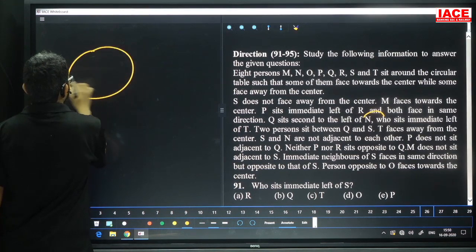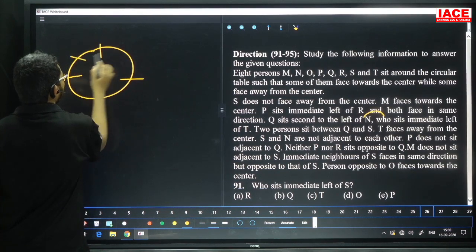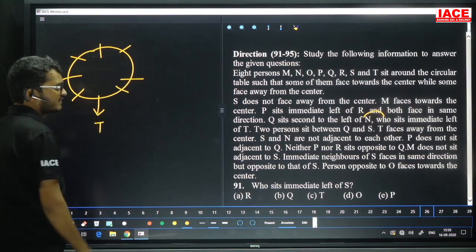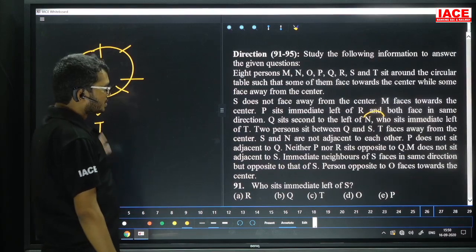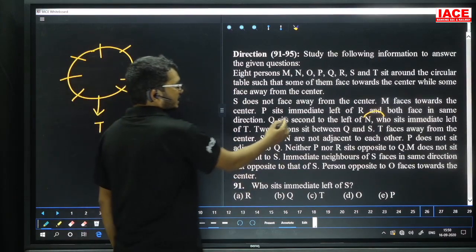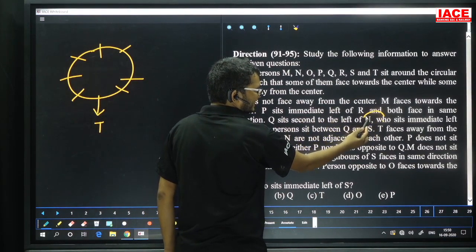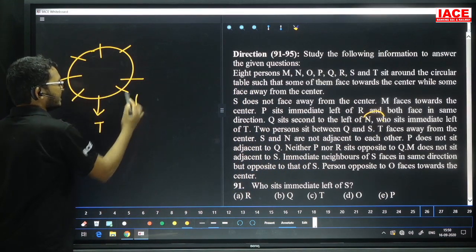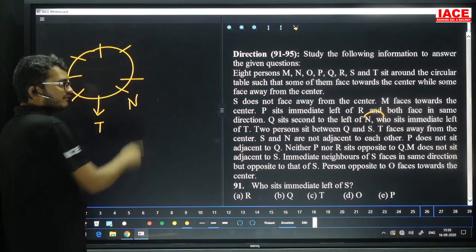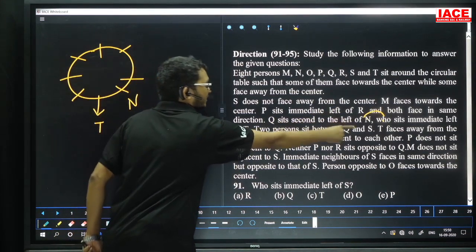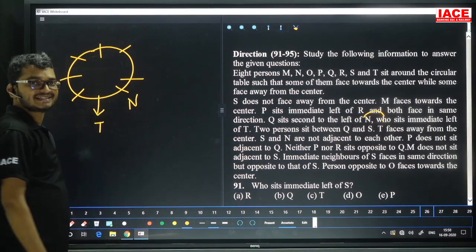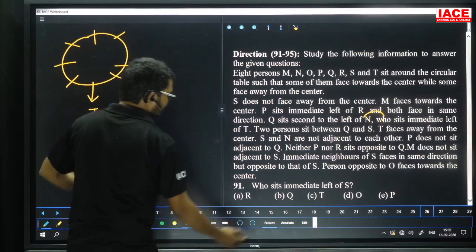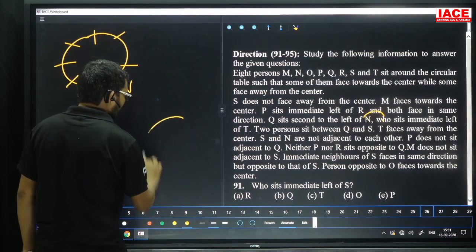Friends, here we are having 8 members. Some of them are facing outside, some of them are facing inside. Now, take T. T is facing away from the center. Q sits second left of N, which means N sits immediate left of T. T is facing outside, and N is immediate left of T. Q is second left of N, but we don't know whether N is facing inside or outside. Take one possibility: N is inside. Next possibility: N is outside. Take one more possibility.